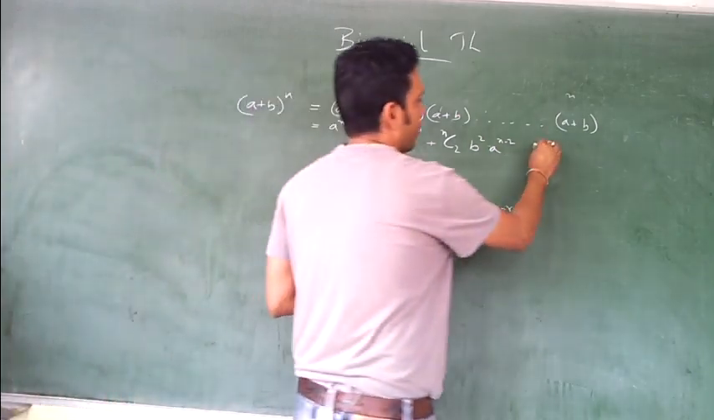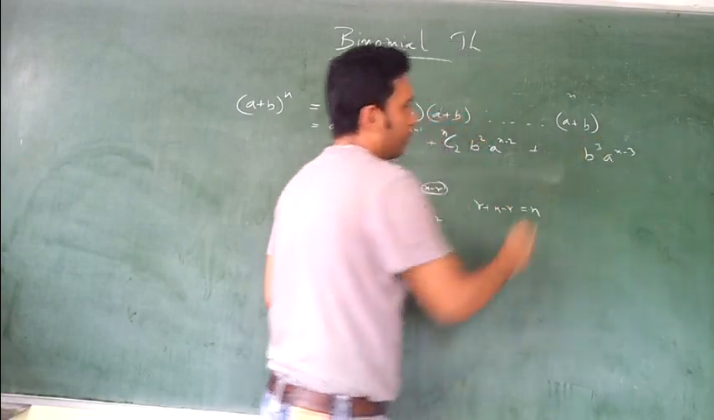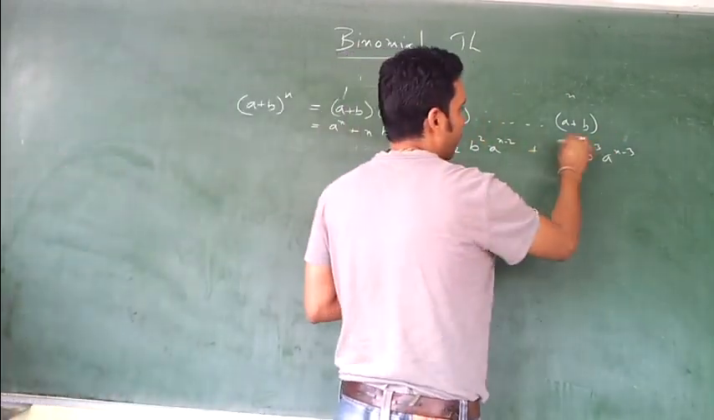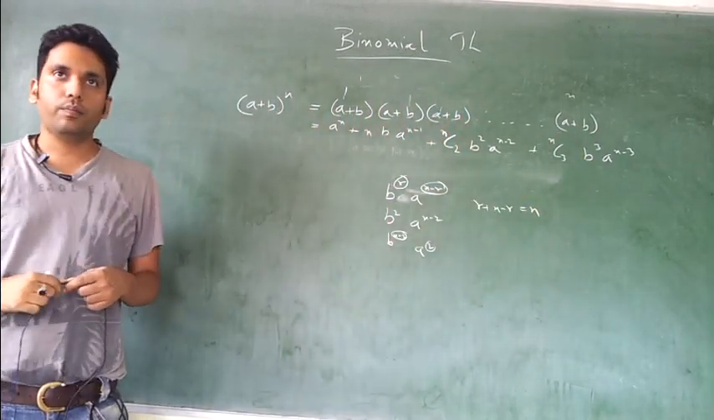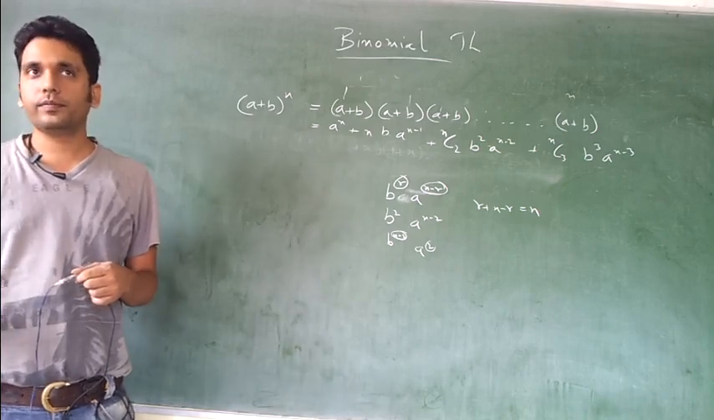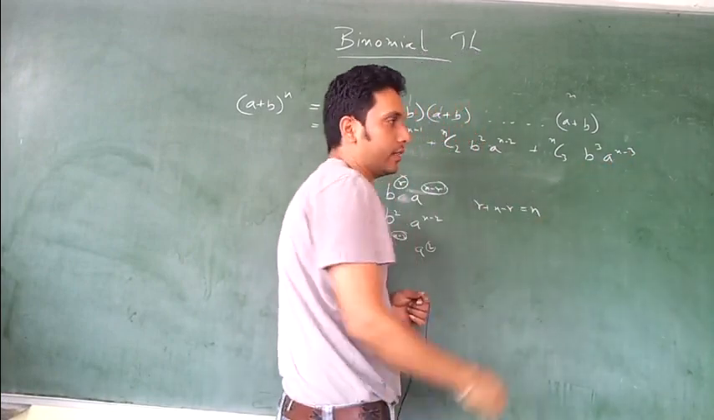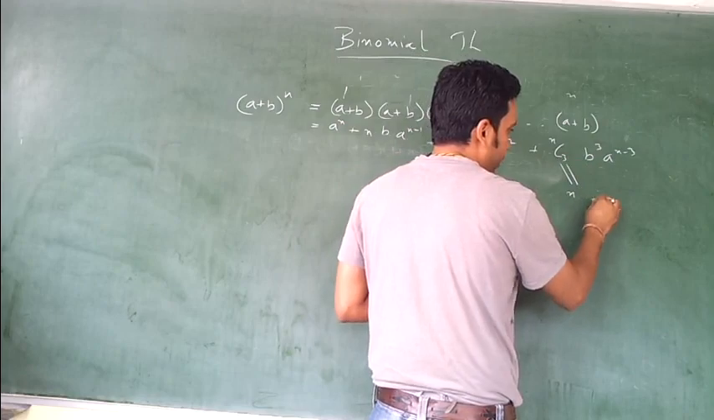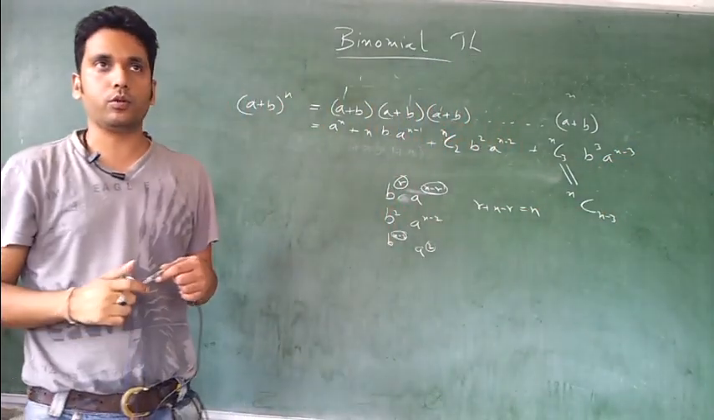Similarly, if I have a b cube a power n minus 3, it will be choosing 3 b's out of n, so it will be NC3, and I will get so many b cubes into a power n minus 3. Any doubt about this? You can also say choosing n minus 3 a's. It's the same thing. Out of n, you are choosing n minus 3 a's. Automatically 3 b's will be chosen.